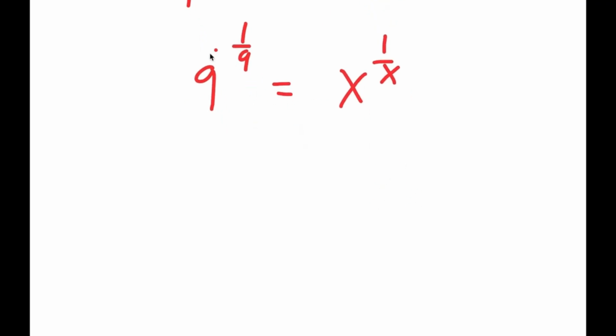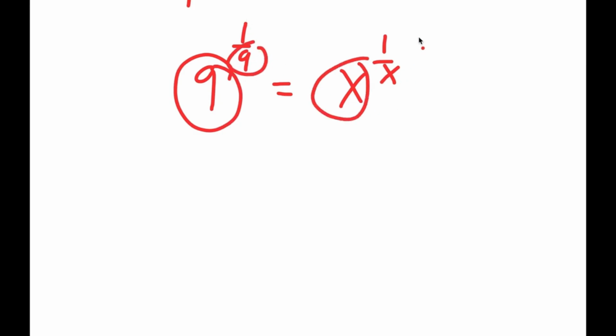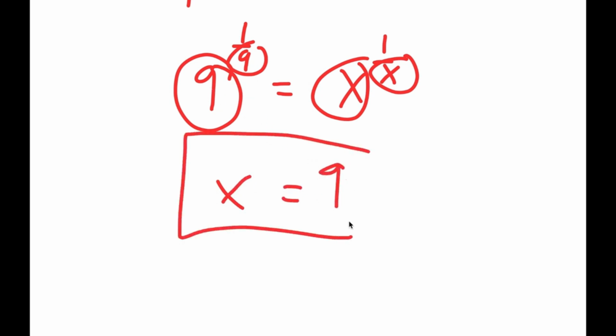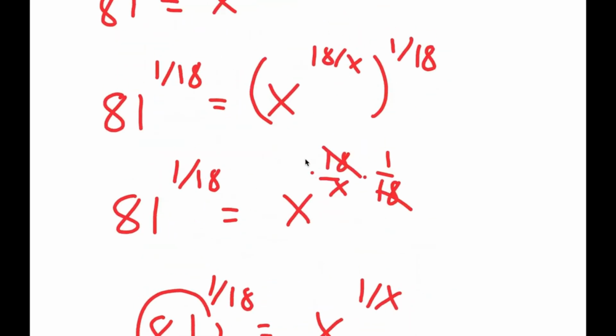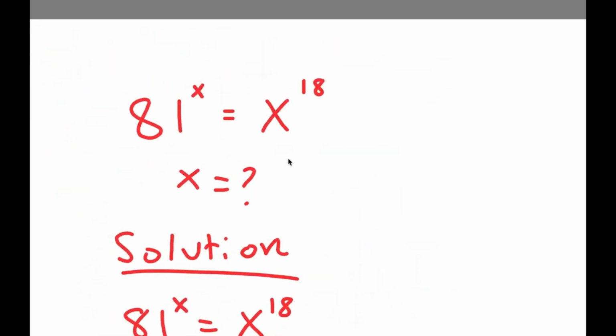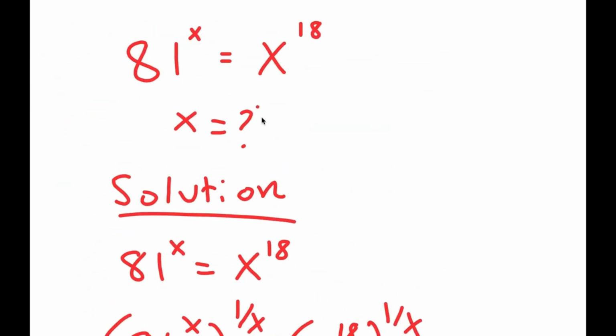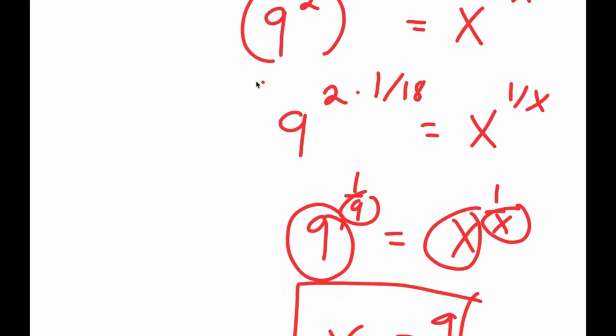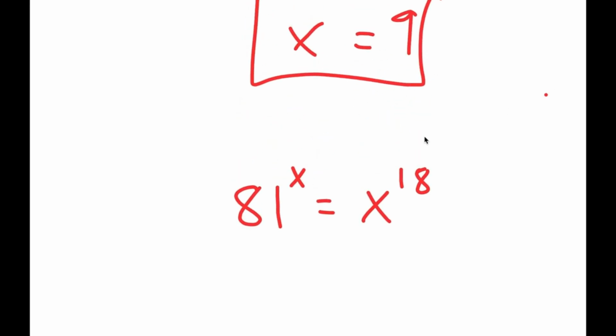Now, notice how this is in the form a number to the power of 1 over that same number is equal to x to the power of 1 over x, meaning x is equal to this number 9. So now, going back to the original equation, let's go ahead and check if this is right. So I have 81 to the power of x is equal to x to the power of 18. So x is equal to 9.